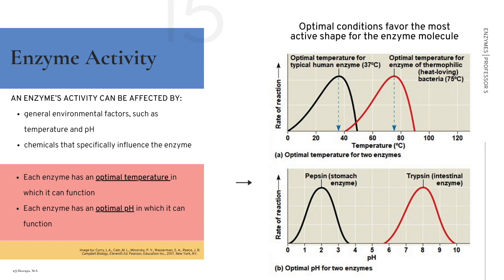Each enzyme also has an optimal pH in which it can function. Pepsin is a stomach enzyme that thrives in an acidic, low pH environment. Activity is optimal around pH 2. The rate of reaction drops as you increase above pH 2 or decrease below pH 2. So as we move away from that optimal pH, the protein is more and more likely to denature, which will change its shape and therefore its function.